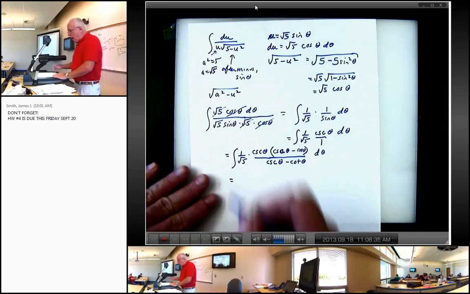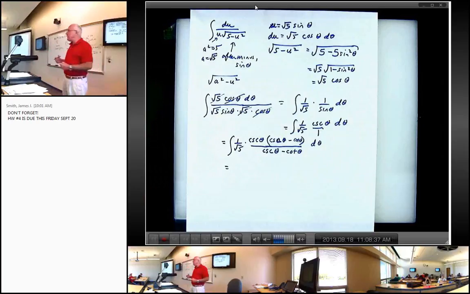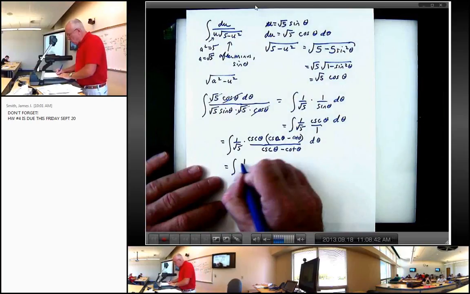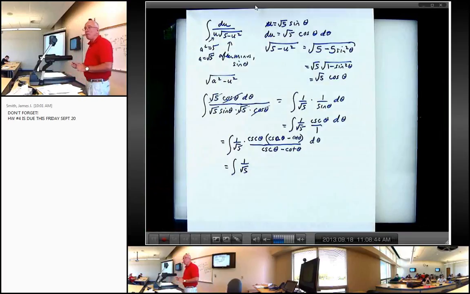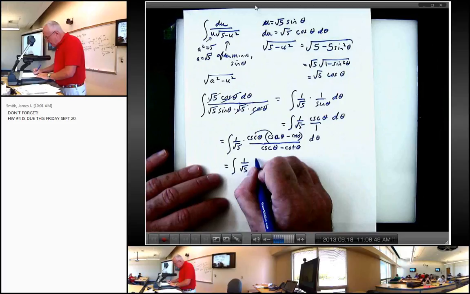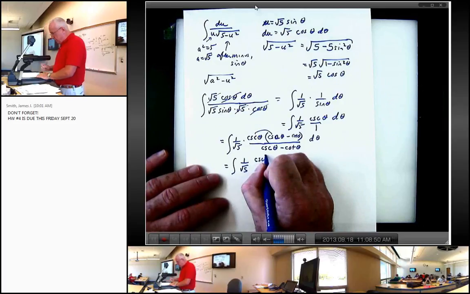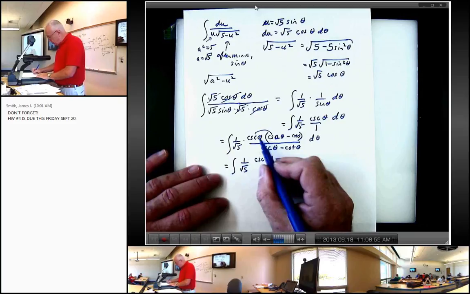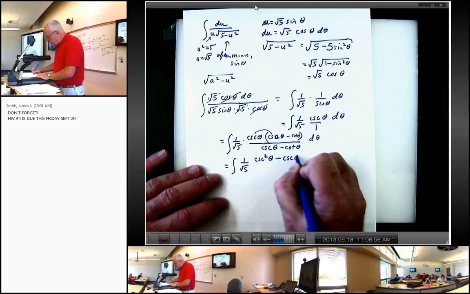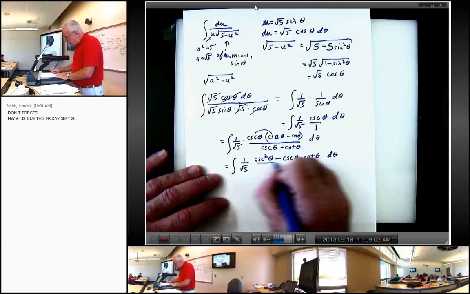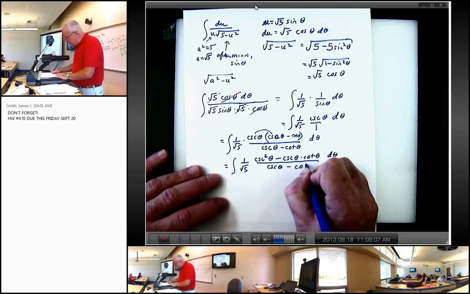So let's see why this clever little multiplication on top and bottom, which if I'm seeing a wrinkled brow over, might be helpful. All right? Let's distribute this on the top. So we have cosecant squared of theta, then a minus, and then the cosecant times the cotangent. Cosecant of theta times the cotangent of theta, d theta, all over our denominator, the cosecant of theta minus the cotangent of theta.